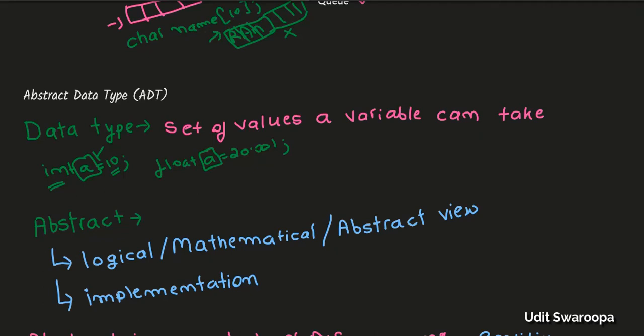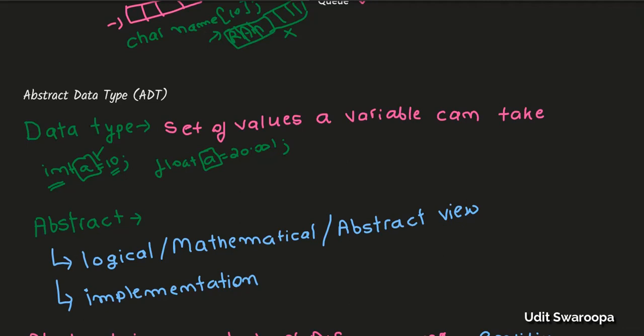Now to understand abstract in the context of data structure, we need to first understand that to solve any problem, in general, we have to follow two approaches. The first approach is making an idea of how we are going to solve a problem, and the second is how we are going to apply it. The first approach is generally called the logical, mathematical or abstract view, whereas when you are applying those things, that is called the implementation view.